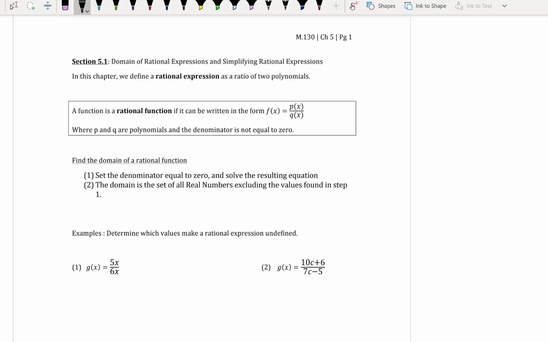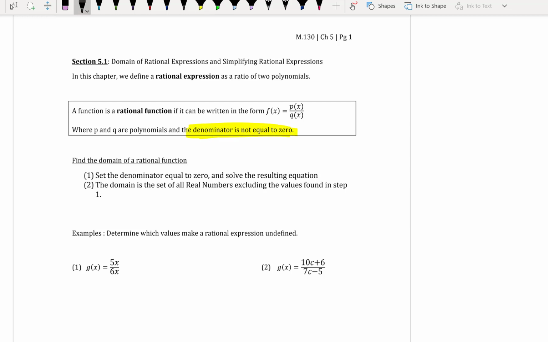Hello, Math130 students. We are going to pick up on page 1, section 5.1, finding the domain of a rational expression and simplifying rational expressions. So here, the rational expression is defined as a ratio of two polynomials. I think the most important thing about knowing fractions is that the denominator cannot be equal to 0.